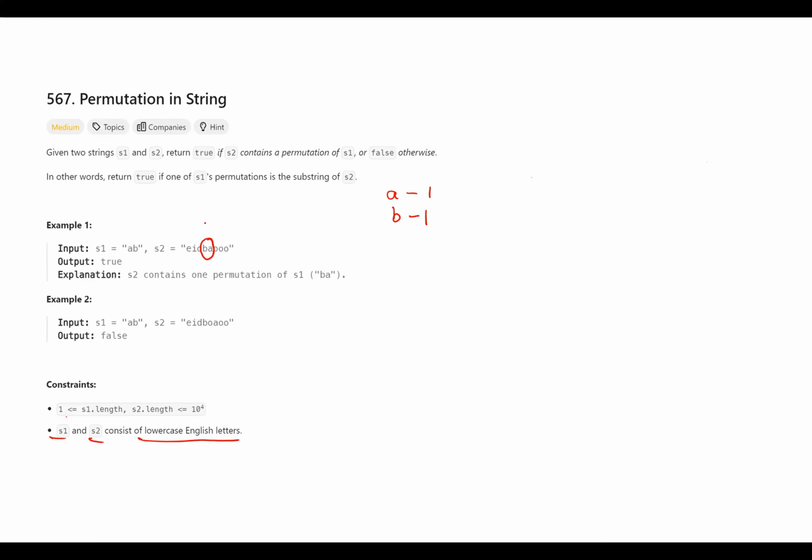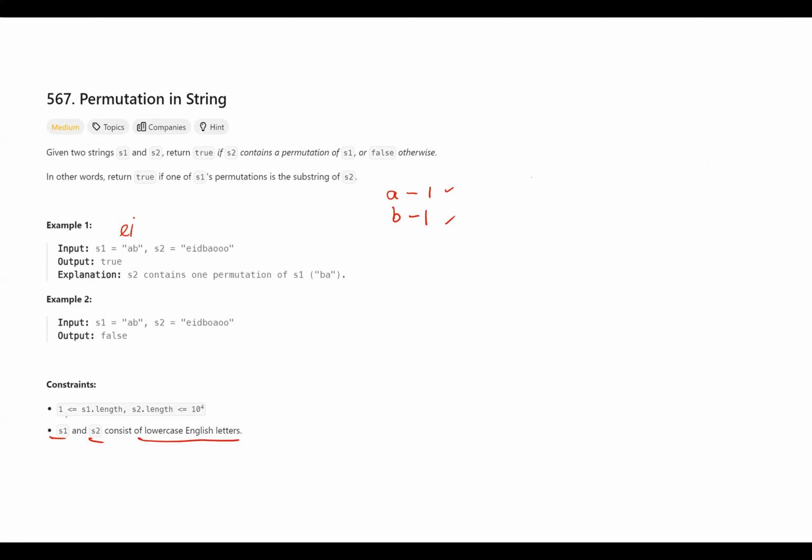Next, we check BA. Now you see the character count within this substring actually matches the character count here. So we can return true. So this is a very easy way. And let's see what the time complexity of this algorithm is.